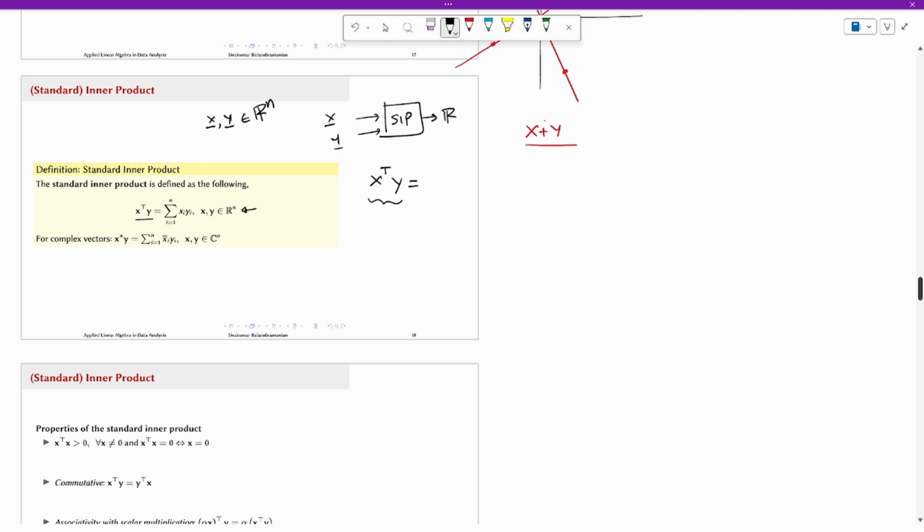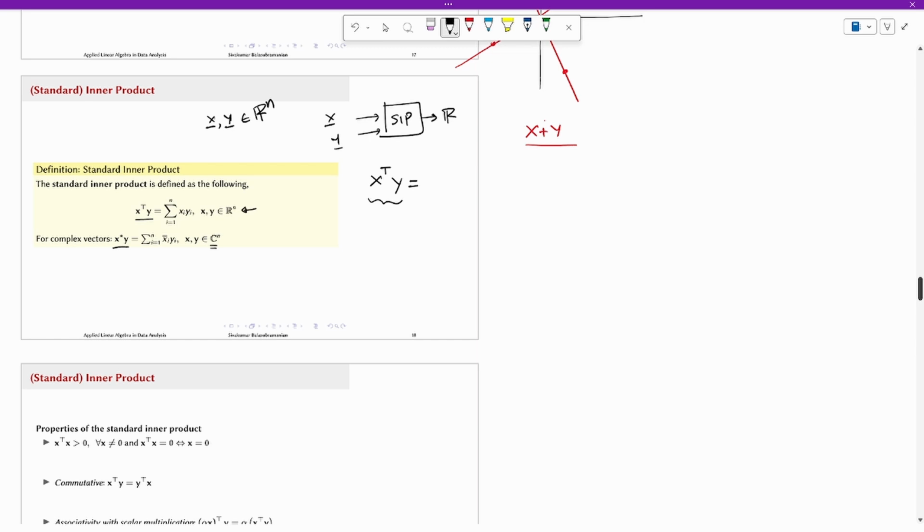You can extend it to complex vectors as well. For example, if x and y were from Cn, not Rn, the definition is slightly different. We don't write x transpose y anymore. We write x star y, and you don't just multiply the individual components of your two vectors. You take the complex conjugate of one.